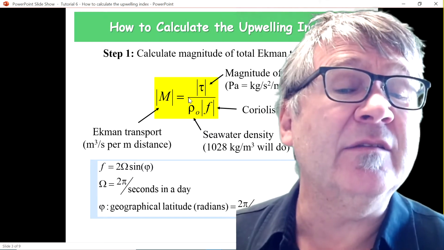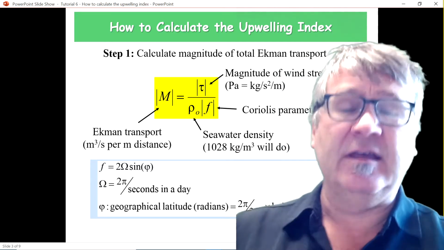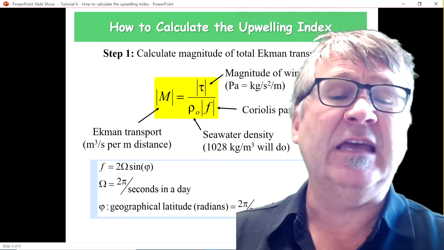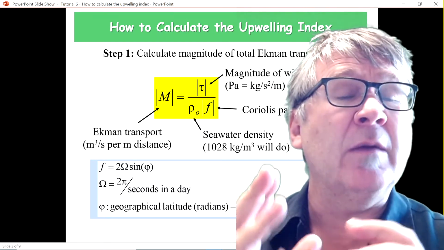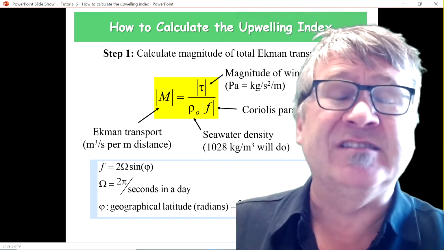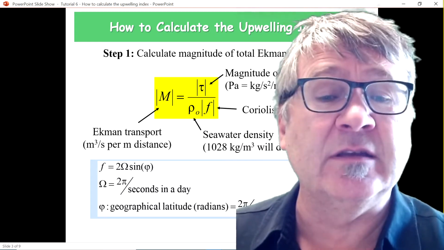And then you have to divide it by the seawater density. Seawater density is pretty constant, so you can use 1028 kilograms per cubic meter. Because if you just change it by 1 unit, the resultant change will be very small to your calculation. So you can use a constant number.